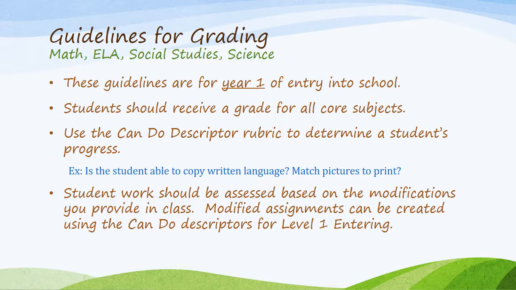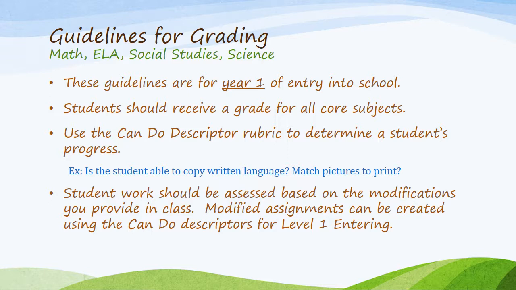Use the can-do descriptors to determine what the student's progress is. For example, using the can-do descriptor, it says that a student should be able to copy written language and match pictures to print. Is this student making progress and able to do these activities? Have your modified assignments been productive? Is the student able to complete the work successfully?